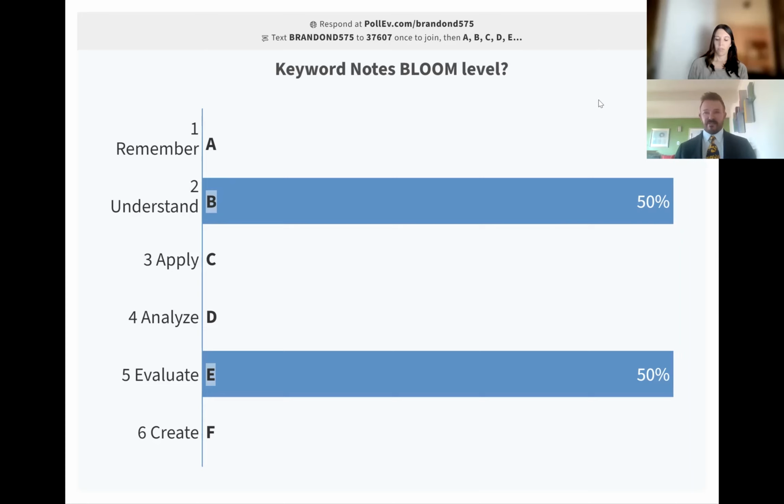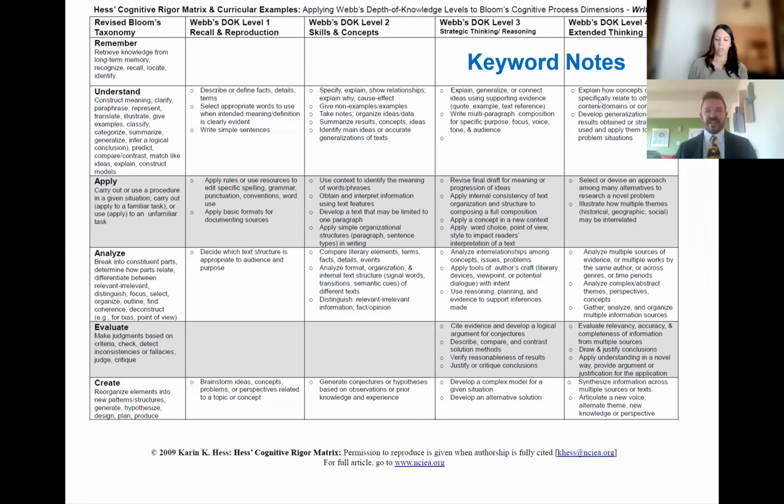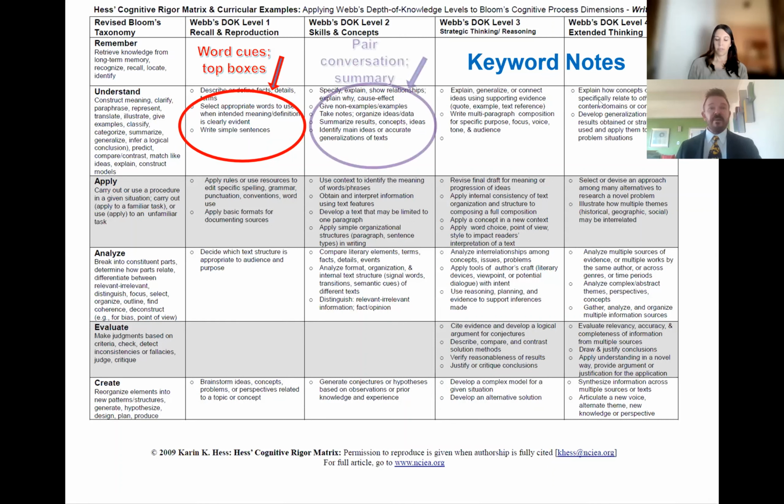So let's look at this, right? So we know that in keyword notes, as we just start choosing the words and we're doing those top boxes, just that by itself, all by ourselves, we're just selecting appropriate words to use when intended meaning definition is clearly evident, right? We know what those words are, right? But when we get over here, we've got that word summarize results. That word summarize is starting to come up. And the pair share conversation starts to take it all the way to there. So this is why it makes sense that in our results, we had a lot of people choosing DOK2, Bloom level 2.